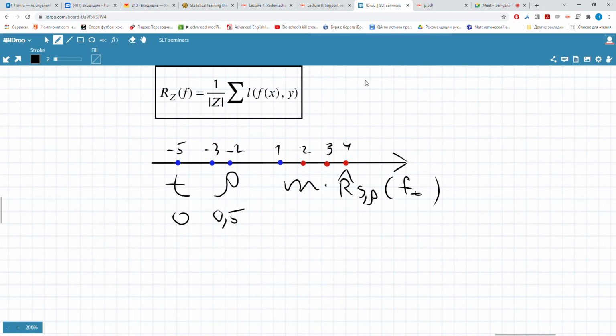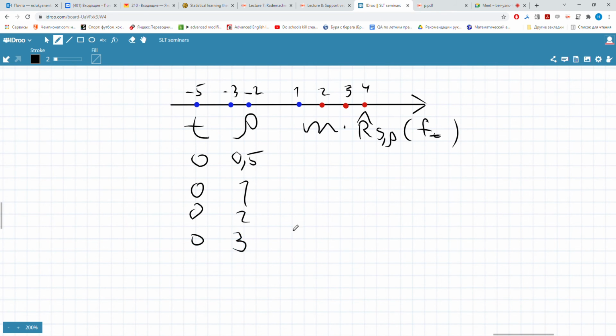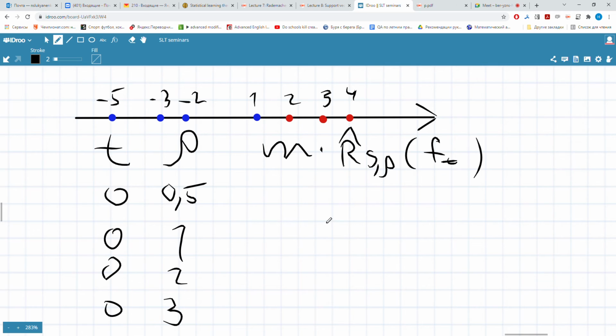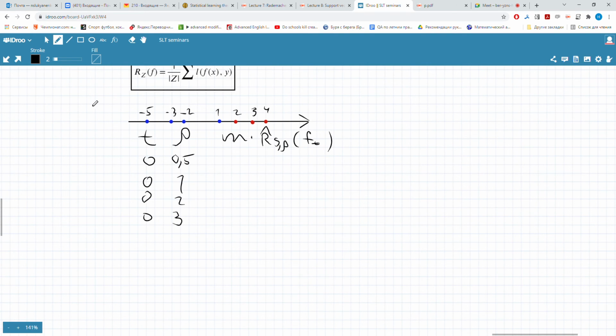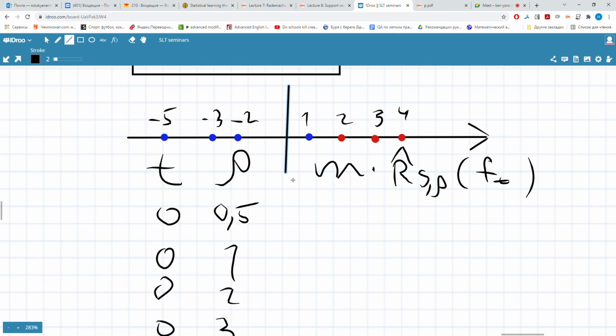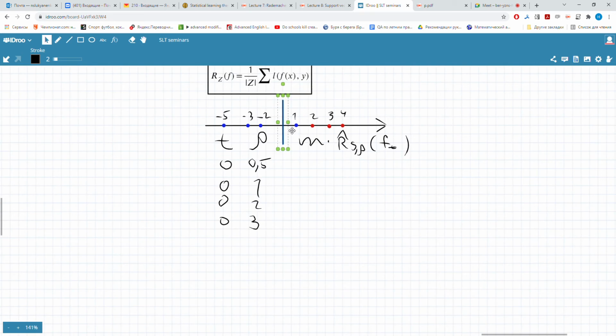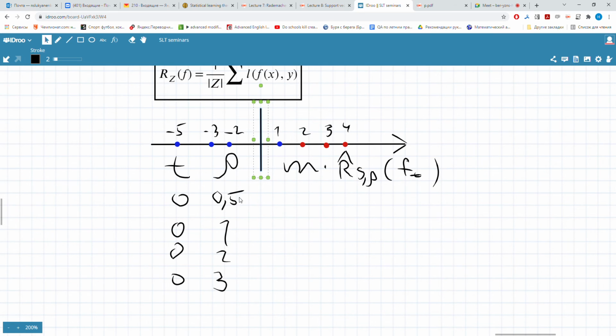Okay, let's think what we can say in this case. First of all, we have some classifier, a threshold function with t equal to 0. So one classifier, and we have a margin of 0.5. What can we compute? How can we compute this expression?